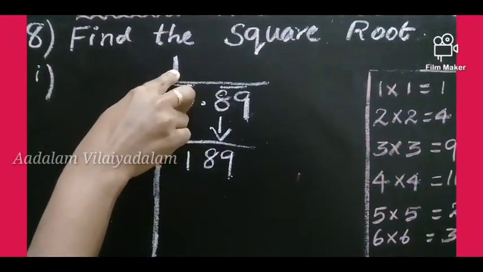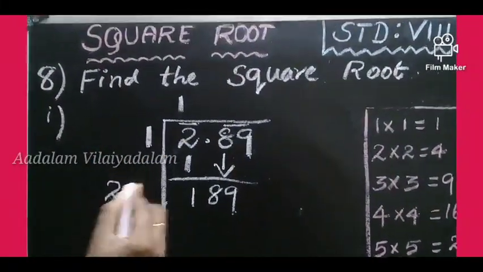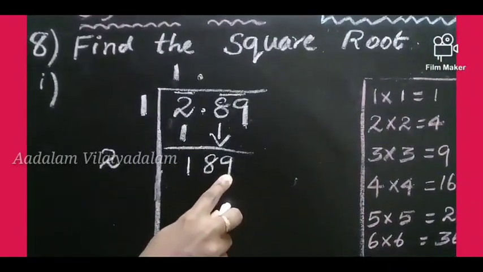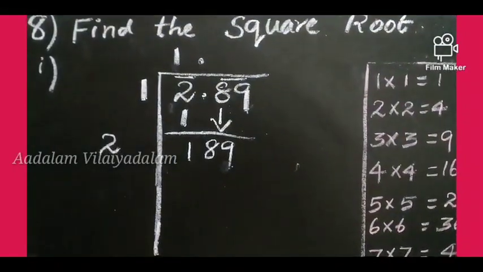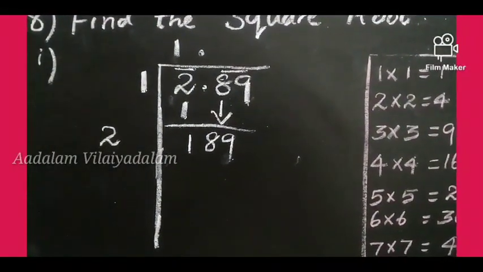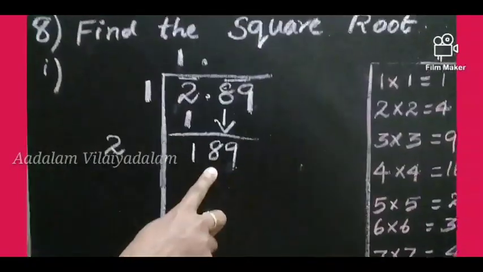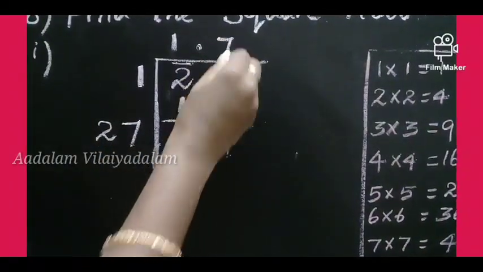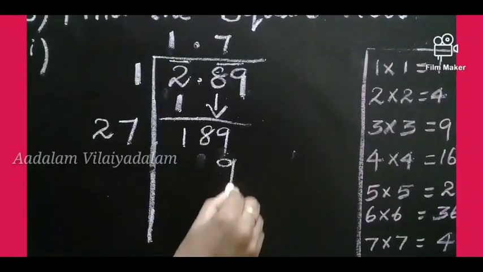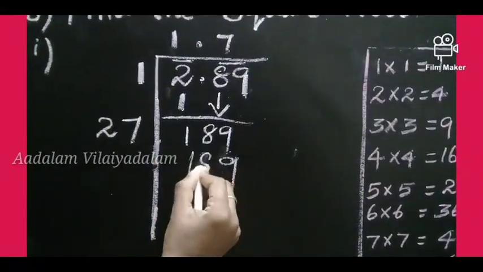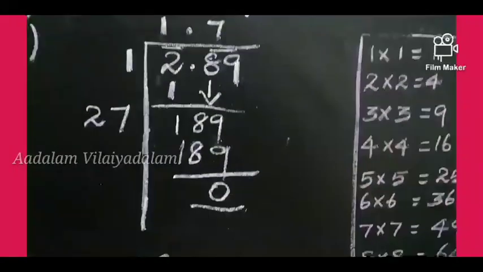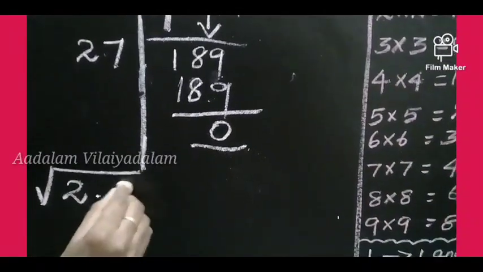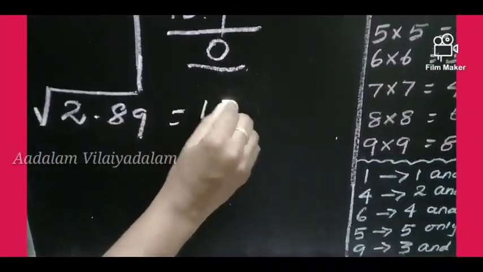Next, the quotient value multiply by 2. 1 2s are 2. The decimal point is there, so we have to put the decimal point correctly. Next, the last number is 9. The last number 9 means what are the possible digits here? 3 and 7. First you check the value. 23 into 3 is not coming, it is the lesser number, therefore we have to choose 7 here. 27 into 7 only, 189. 7 7s are 49. 7 2s are 14. So 189 is the answer. The square root of 2.89 is equal to 1.7.